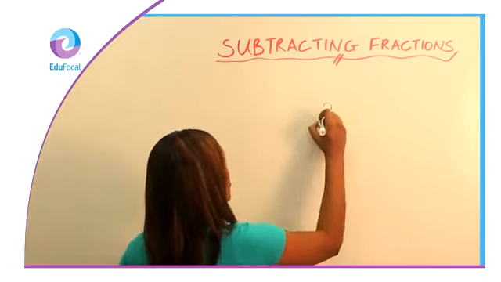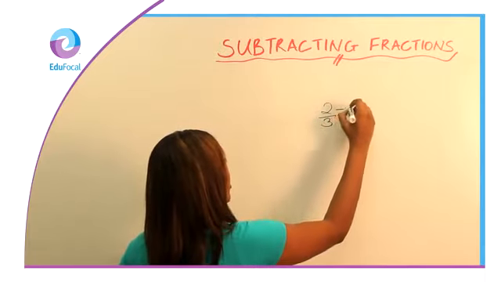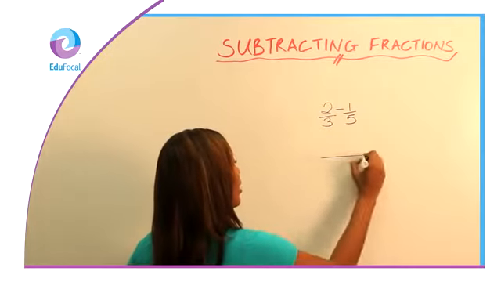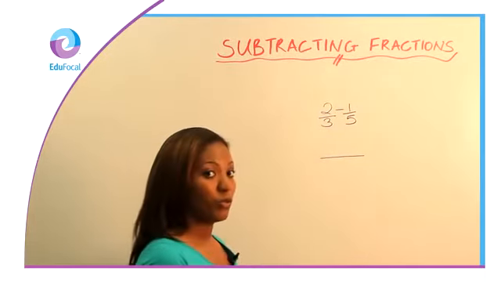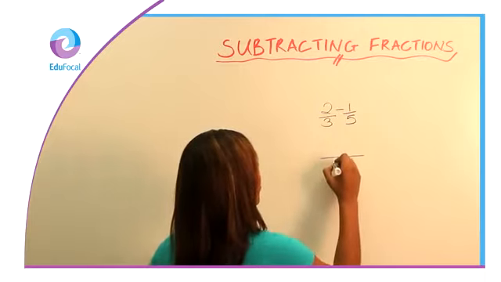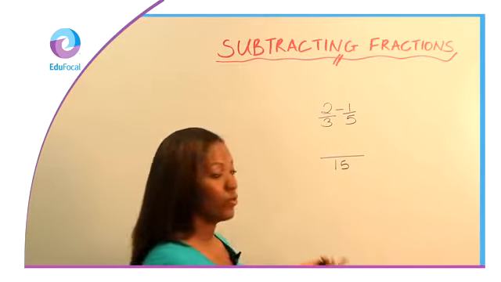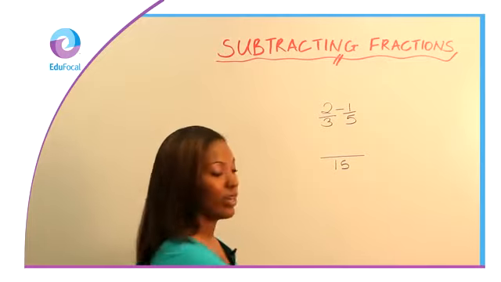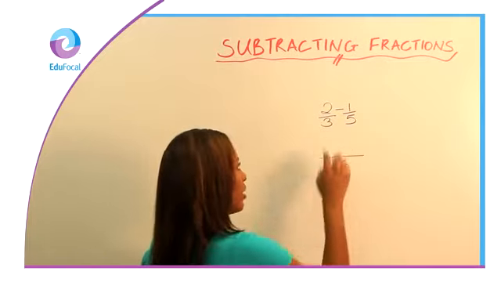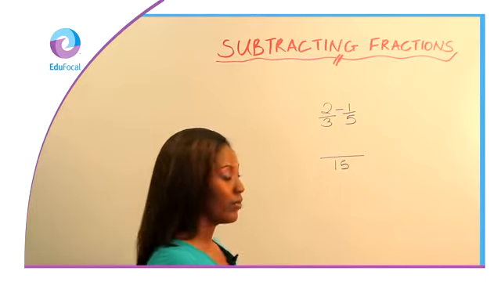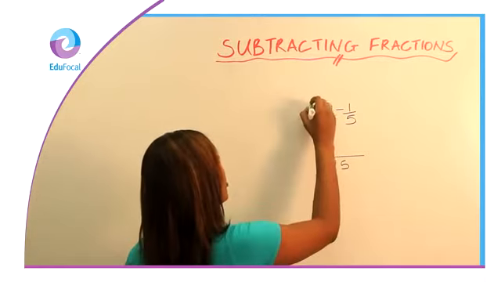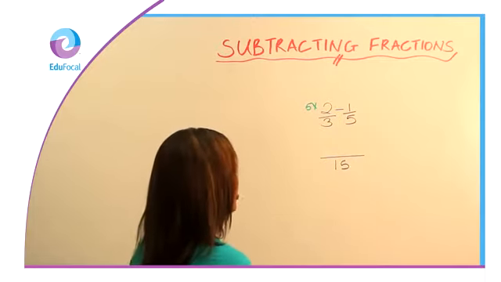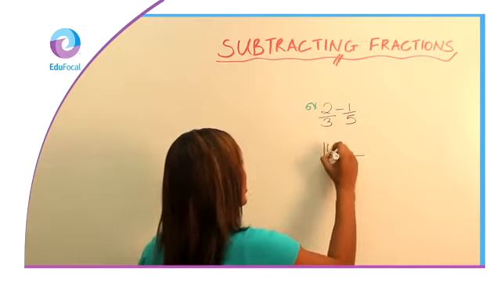We use the example 2/3 minus 1/5. And so you start off by finding the LCM, which will be your denominator. The LCM of 3 and 5 is 15. And the same idea applies. 15 divided by 3 will be 5. You take that answer and multiply it by the numerator of the first fraction. So 5 times 2, 10.